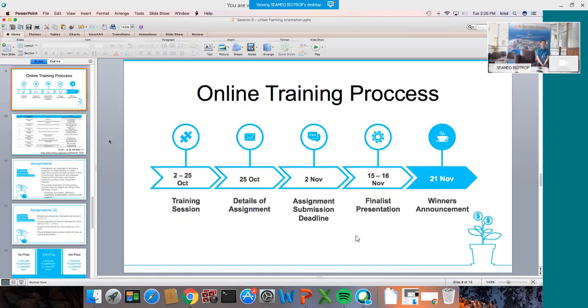So this will be the training process. We have almost 3 weeks of training sessions from October 2 to October 25. As we end the session on October 25, there will be an orientation on the details of the assignment that you have to produce. After that, we will give you a little less than 2 weeks to submit your assignment, which will be on November 2.